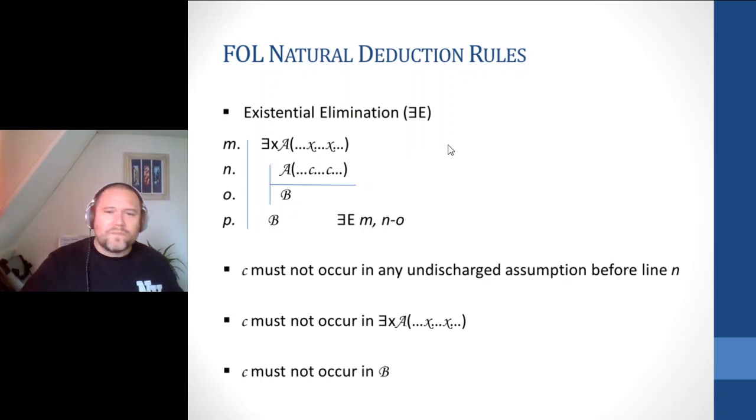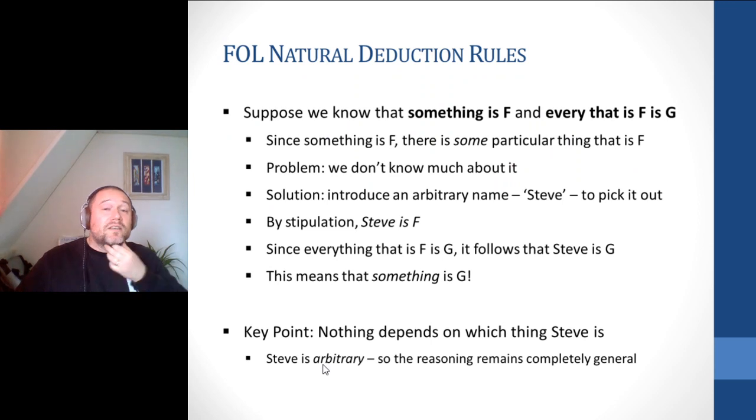So good. Okay. So that's kind of introducing our universal introduction and elimination, as well as existential introduction and existential elimination. It's still kind of helpful to get a grip on existential elimination, because it can come across as slightly strange the first time. So let's think about a case. Suppose we know that something's F, and that every F is G. Right? So we know something's an F, and we know that everything that is an F is G.